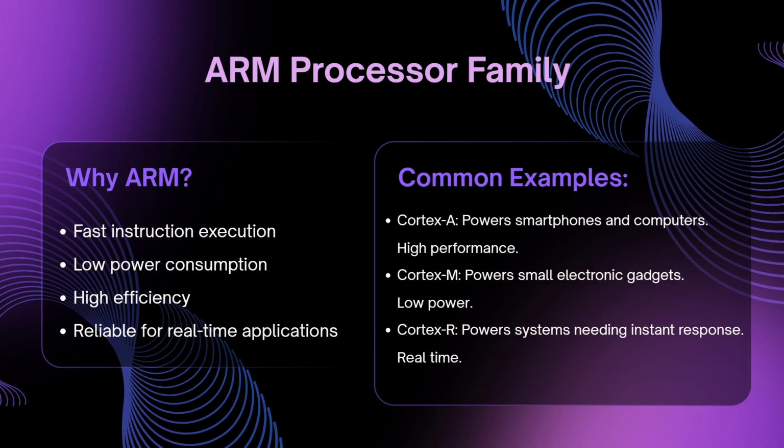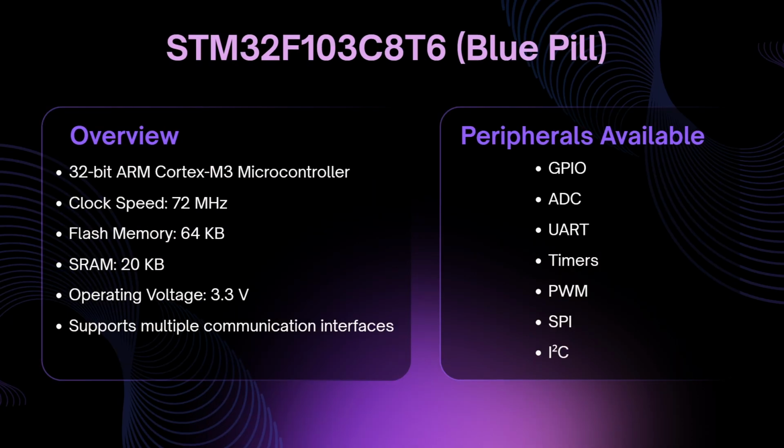Now we have understood ARM. Let's move on to the microcontroller used to implement this project. So, the controller which is used in the project is STM32F103C8T6, commonly known as Blue Pill Development Board. This microcontroller is built around the 32-bit ARM Cortex-M3 processor architecture, which has a maximum clock speed of 72 MHz. It provides 64 kilobytes of flash memory, which is used to store the program, and 20 kilobytes of SRAM, which is used for program execution.